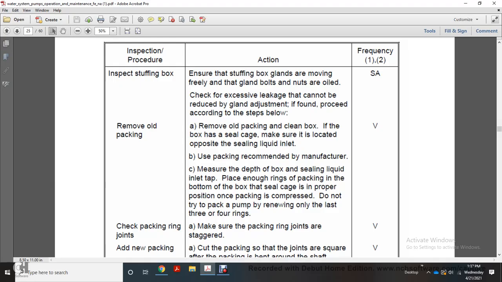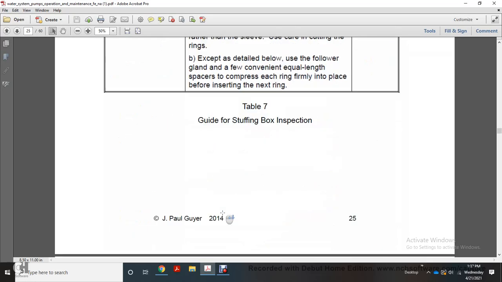Use the packing recommended by the manufacturer. Make sure of the depth of the box, the filling liquid tap and the inlet tap. Make sure there are enough rings of packing to reach the bottom of the box, and position the seal cage properly. Once the packing is compressed, do not try to pack the pump, renewing only 3 to 4 rings.